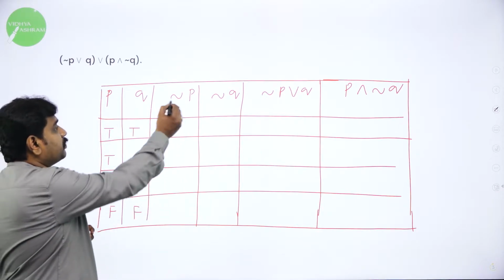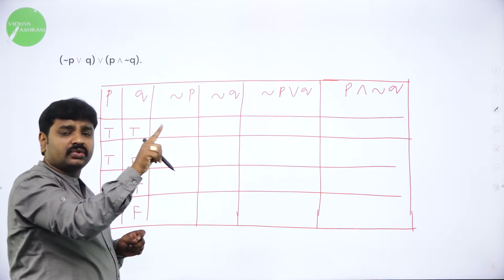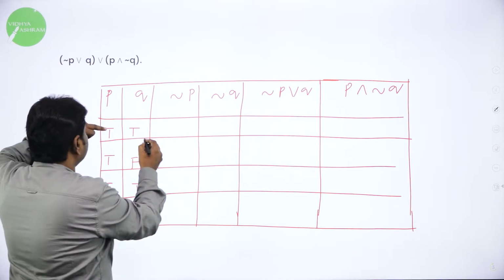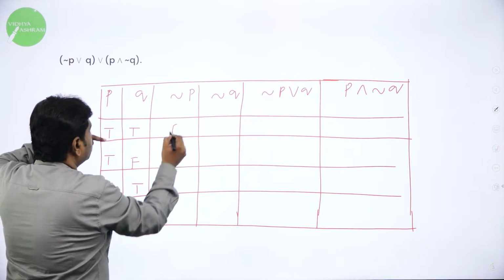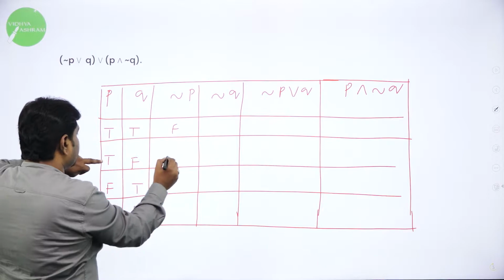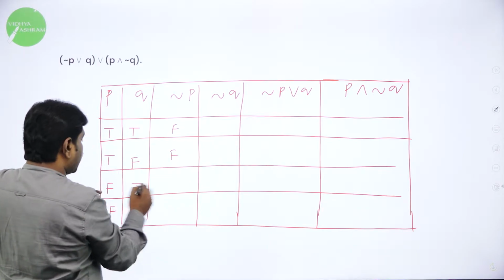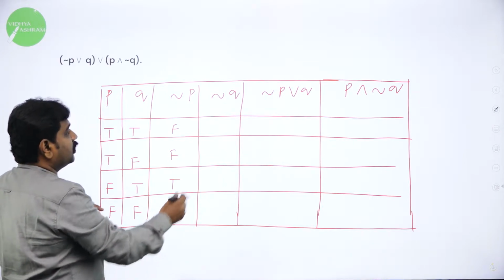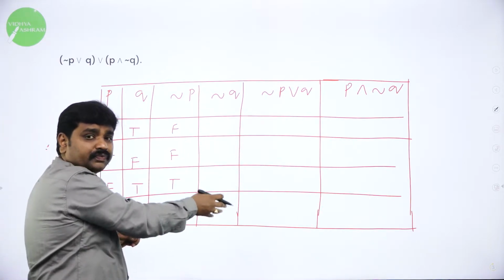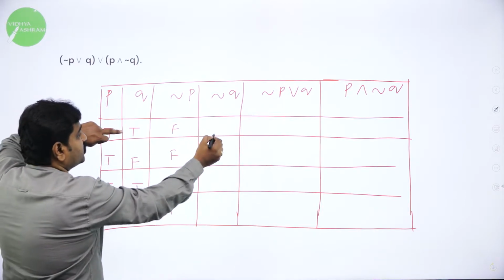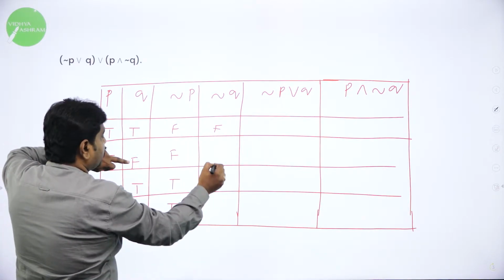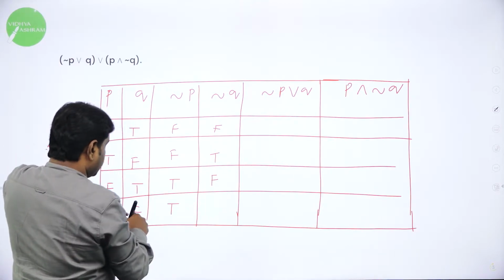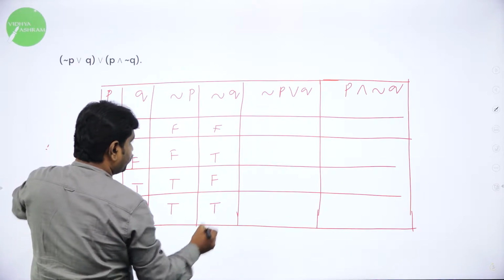Now negation P. Negation P means if P is true, negation P becomes false, or if P is false, negation P becomes true, the opposite. So P is true, so negation P is false. Now similarly P is true, so negation P is false. Again P is false, so negation P is true. Again P is false, so negation P is true. Now negation Q. Negation Q means not Q. So check Q. Q is true, so negation Q is false. Q is false, so negation Q is true. Q is true, so negation Q is false. And Q is false, so negation Q is true.